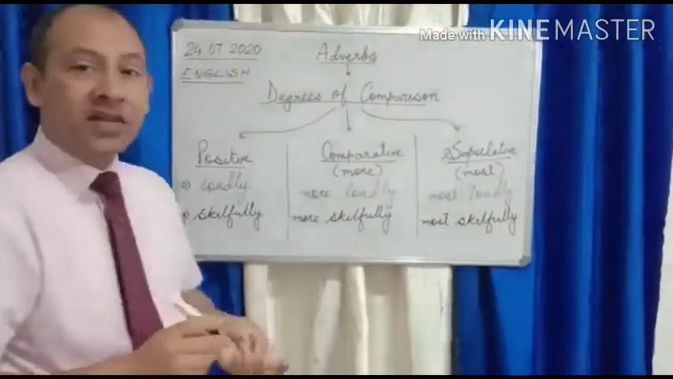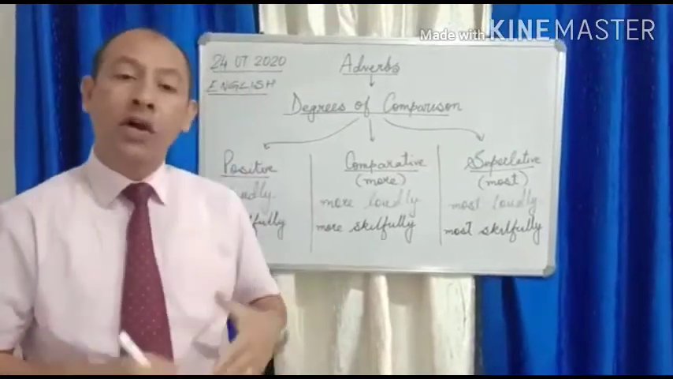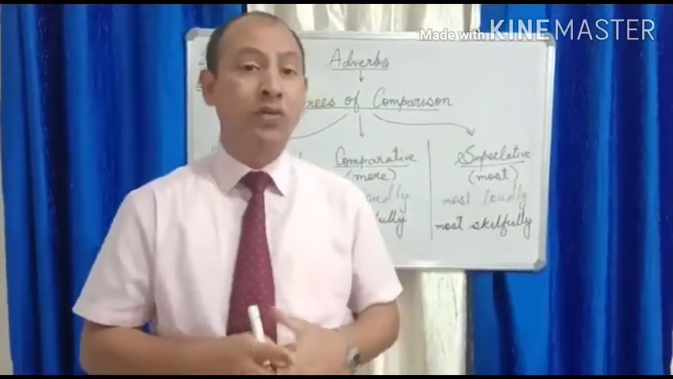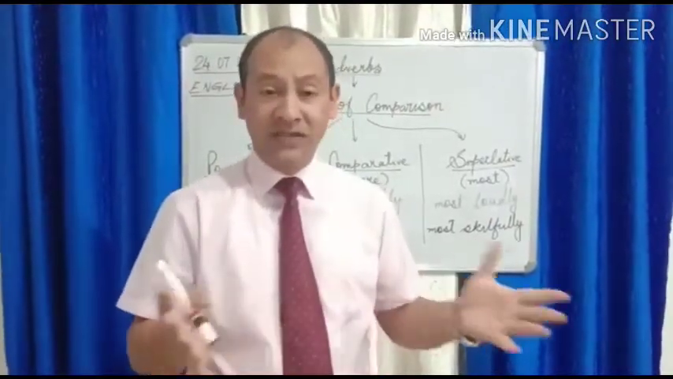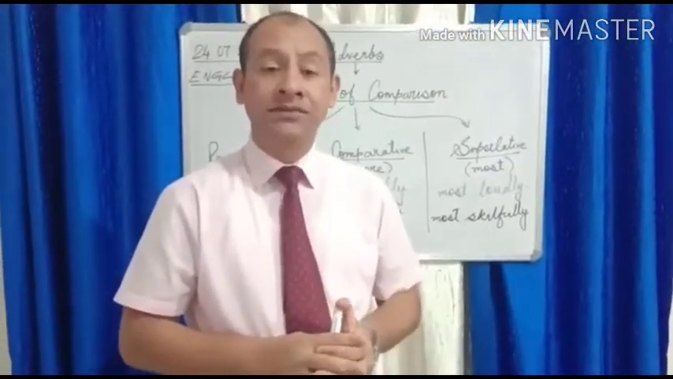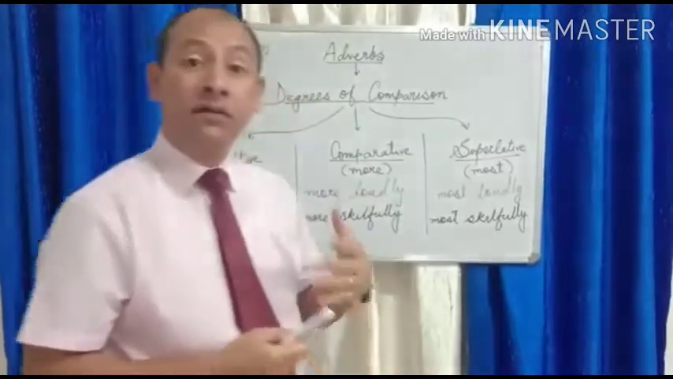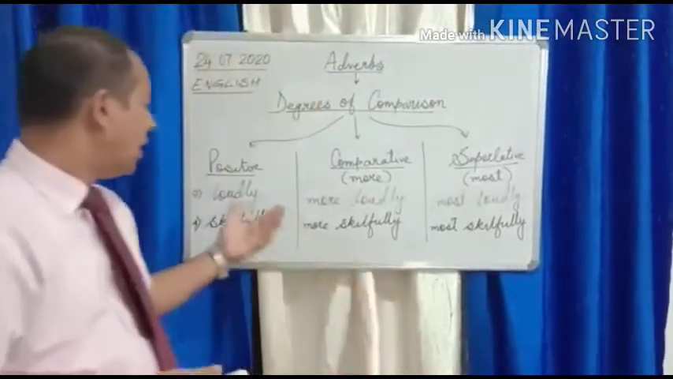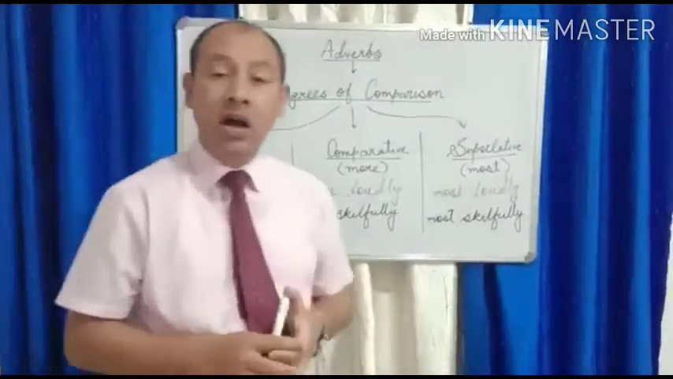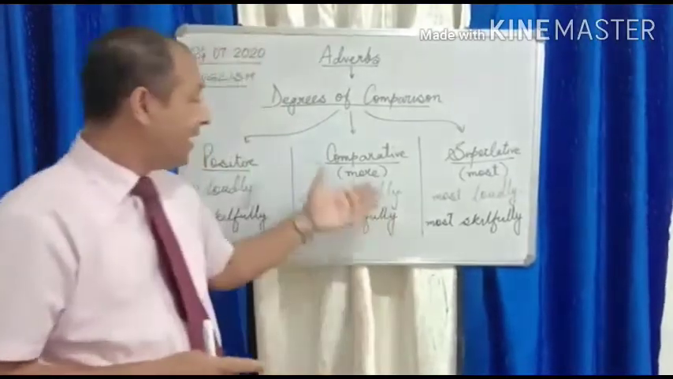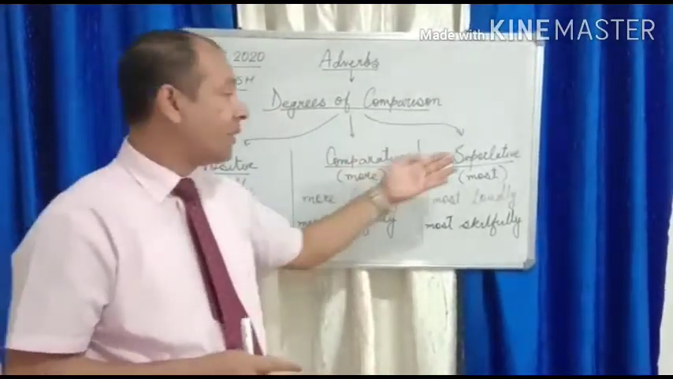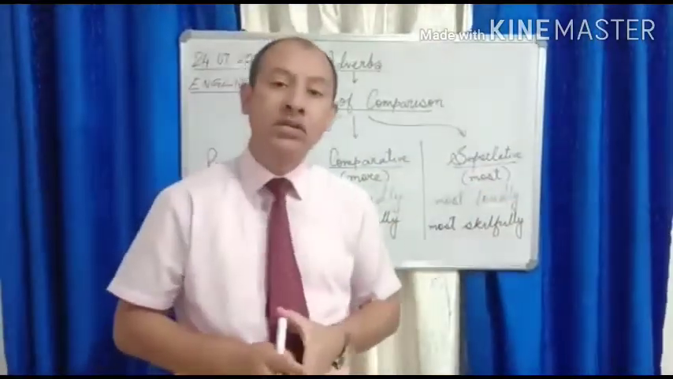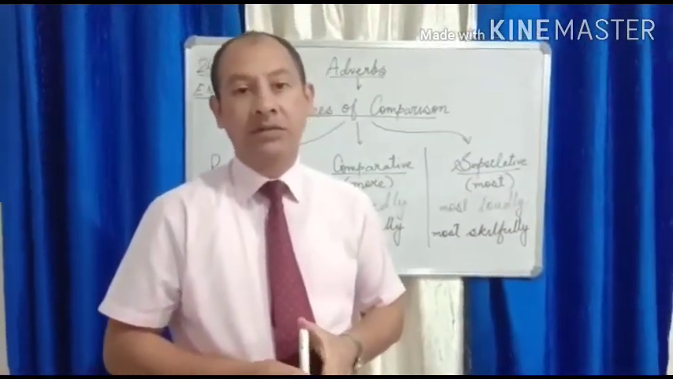So this is how I've taught you: with single syllable adverbs you add er to make the comparative and est to make the superlative. Now, when you have two or more syllables like loudly, skillfully, calmly, you add more in front of the adverb to make it the comparative, and to make it superlative, we add most in front of the adverbs.